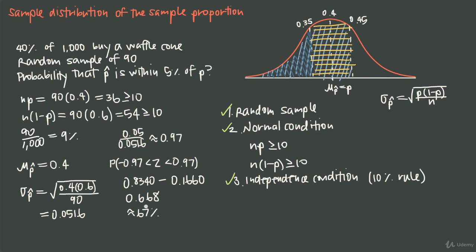In other words, what this tells us is that there's an approximately 67% chance that the sample proportion p-hat of any 90-person random sample we take is going to fall within 5% of the population proportion p. In other words, given this particular sampling method, we have about a 67% chance of being within 5% of the ice cream shop's claim.